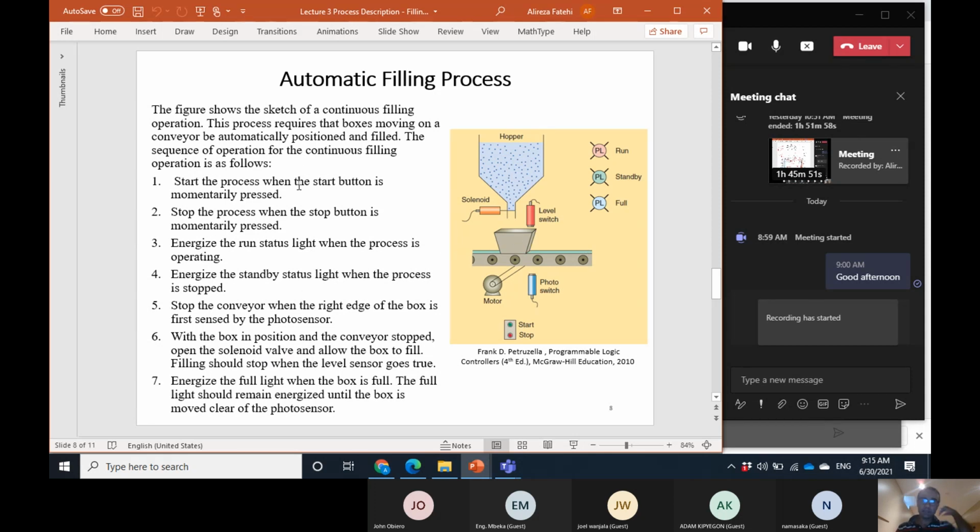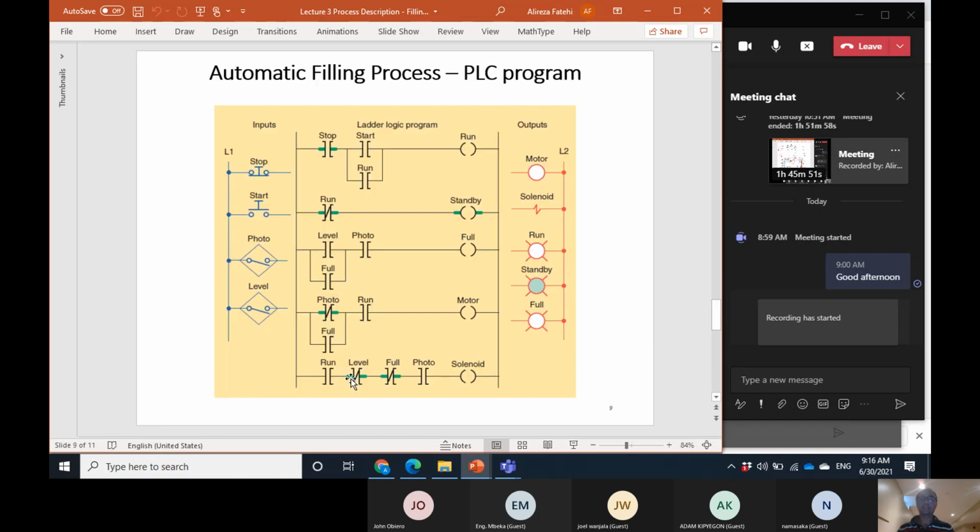Here you saw the process description, just a short paragraph to explain it, and stepwise, one by one, the control requirements. Here you can see the program for that. Let's have a look at the program and the relation between this program and the process description. Here we see the motor. These are the electrical connections. Stop is normally closed, start is normally open, and the photo sensor and level sensor are both normally open. Please notice these are not connected, so both of them are normally open.